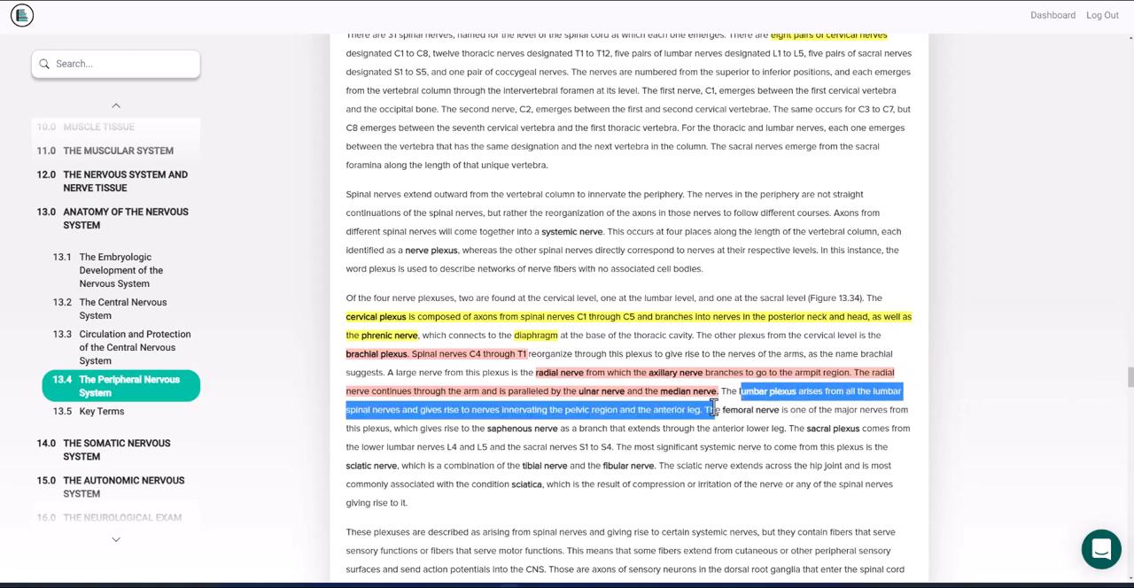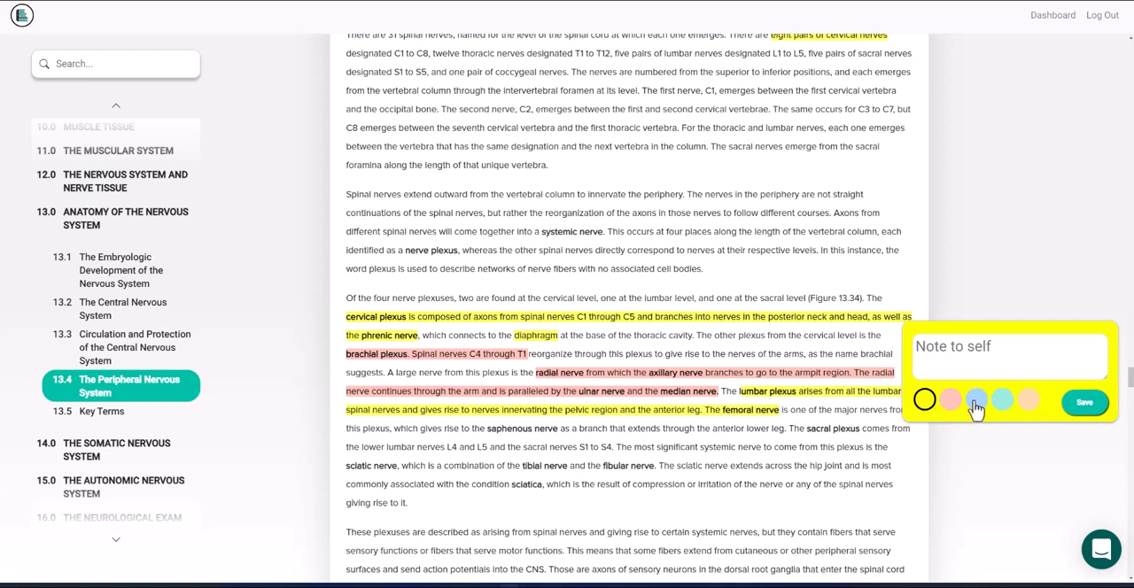It is going to travel down the anterior leg. The most important nerve coming from this plexus is the femoral nerve. You'll also be seeing the obturator nerve coming from this plexus. And finally, there's the sacral plexus.